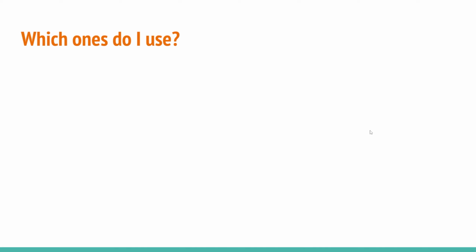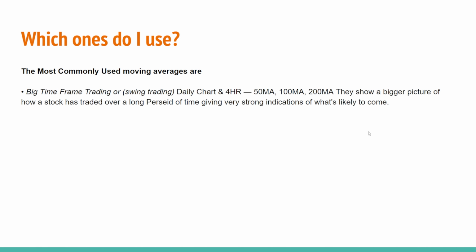All right, so which ones to use? The most common ones for swing trading are the 50, 100, and 200. This gives you a pretty wide range. For swing trading, you're going to be holding things for several days, so you want to see not just recent prices, but also a combination of more recent and then a little further away, like the 100 and 200.